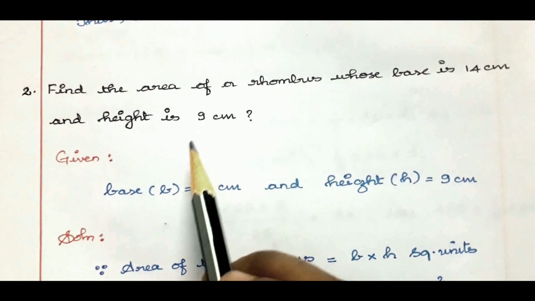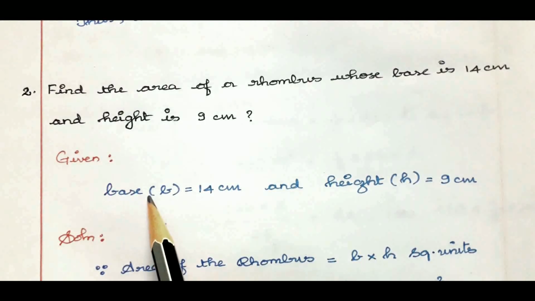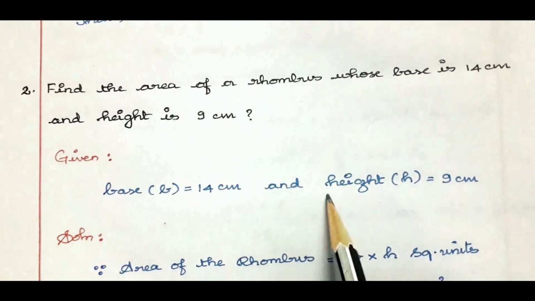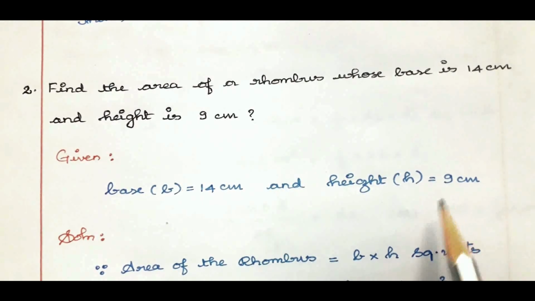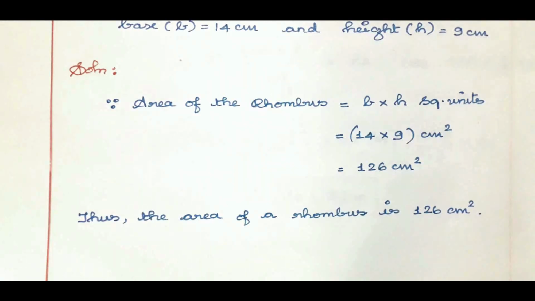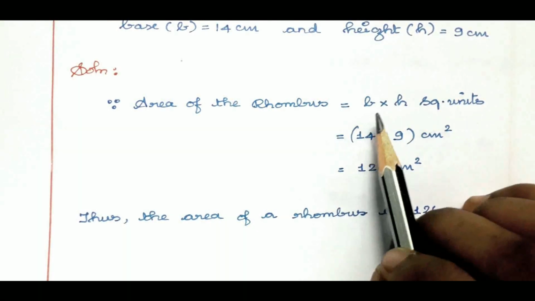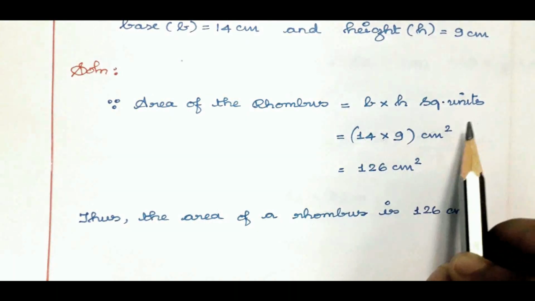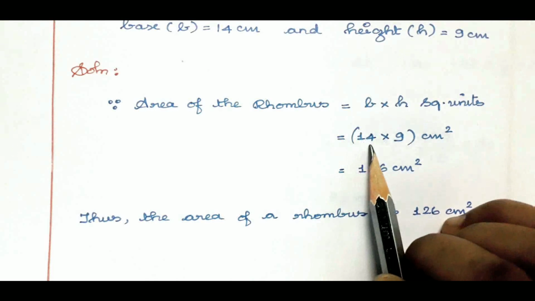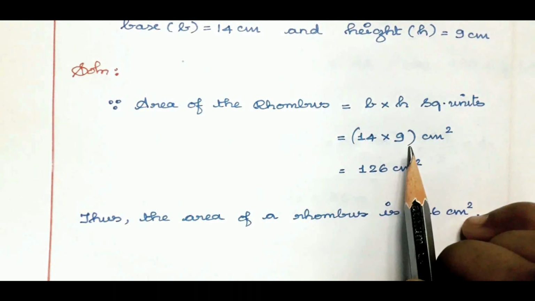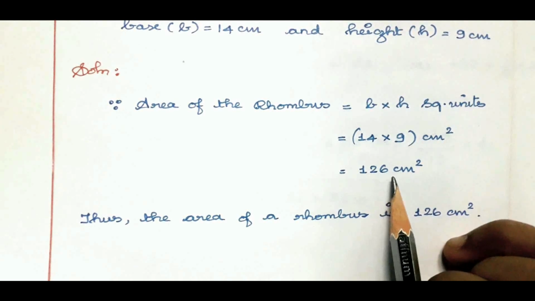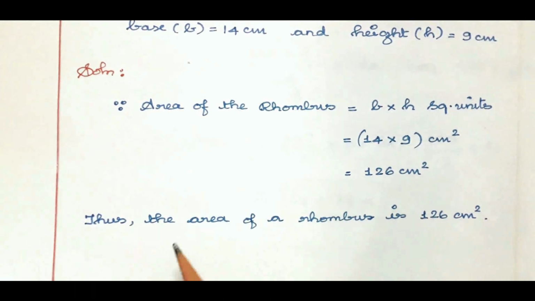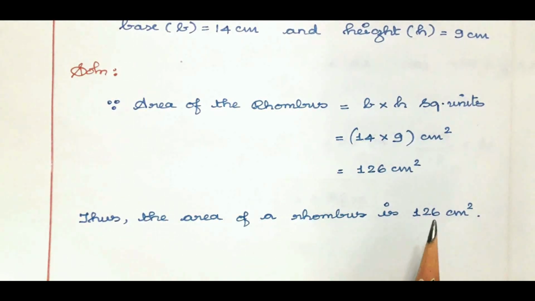Okay. So, from the question they have given base b is equal to 14 centimeter and height h is equal to 9 centimeter. Now, the solution is area of the rhombus is equal to base into height square units. Base in the question they have given as 14 and height h is equal to 9. Therefore, 14 into 9 is nothing but 126 centimeter square. Thus, the area of the rhombus is 126 centimeter square.